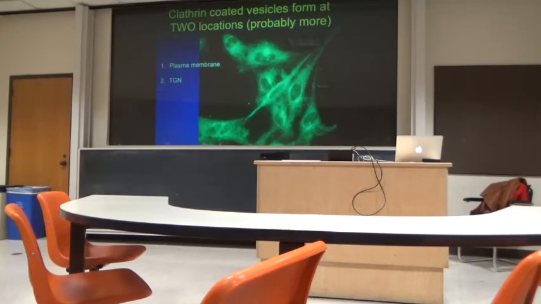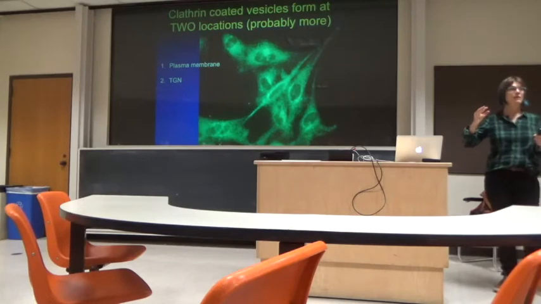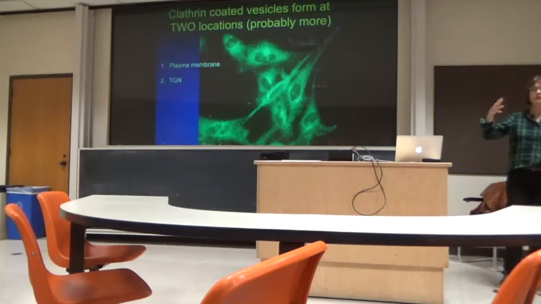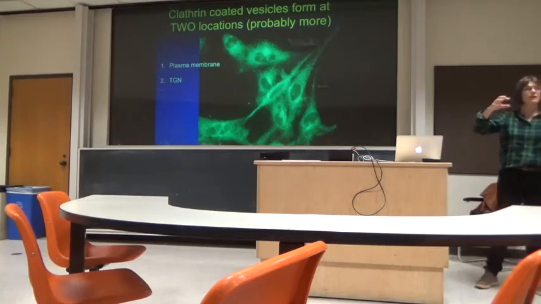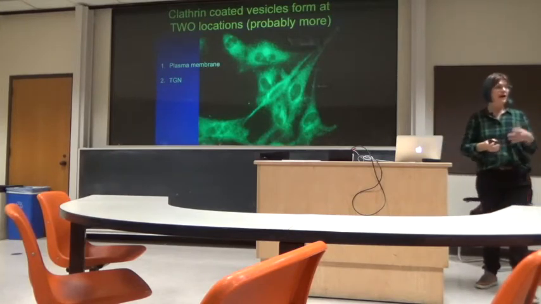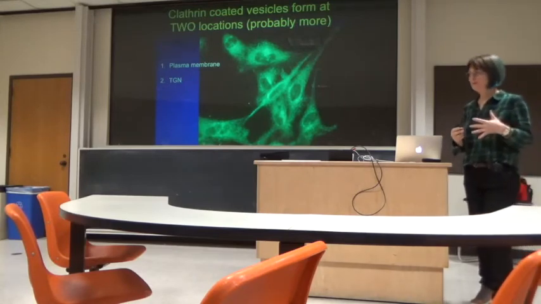Now those clathrin-coated vesicles are different from each other. The plasma membrane kind are responsible for endocytosis, the internalization of receptors from the plasma membrane. On the other hand, the ones at the trans-Golgi network function in the secretory pathway, and they are responsible for bringing lysosomal enzymes, as we'll see later, from the trans-Golgi network to the lysosomes. So how are these two clathrins different from each other?